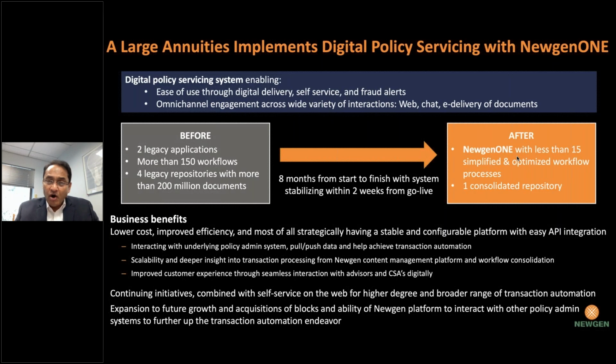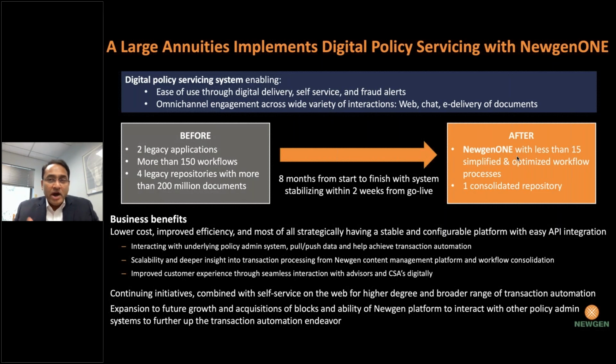So if you see with all of these, the benefits that were realized were multifold. I mean, lower cost certainly was one of the top ones, because this was a pure operations driven business initiative for the transformation. But at the same time, the efficiency was improved, and most of all, they wanted to have a stable and configurable platform, not for the current problem, but strategically.